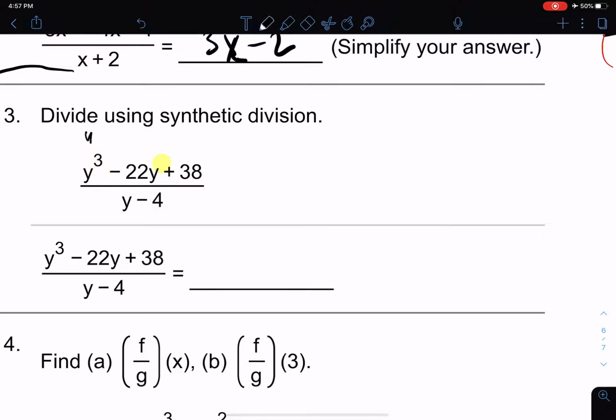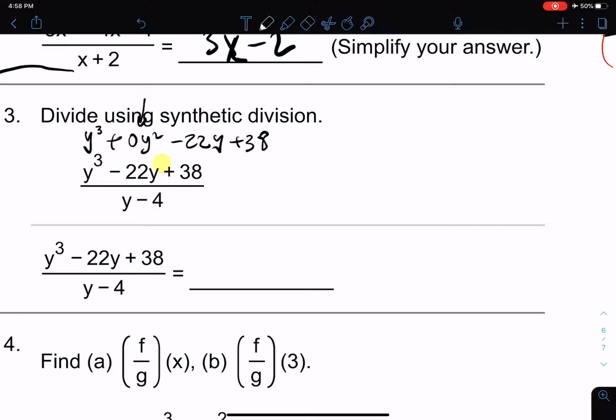So I'm going to rewrite this as y cubed. I need to have a space holder, so I'll have a y squared. And then I got minus 22y. And then I got plus 38. And once again, what that does for us is it keeps like terms lined up when we're adding things together, because we're going to lose our variables and we're not going to know what's like.